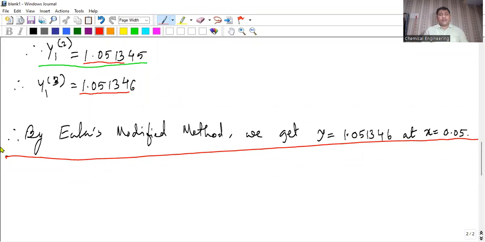So is there any doubt in this example? Is there any doubt in this example? No, sir. Yes. Is there any doubt? No, sir. Okay. So all of you got this example.